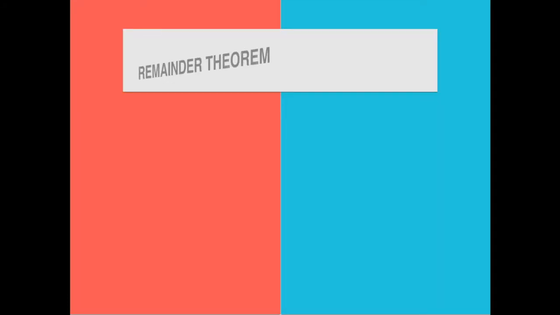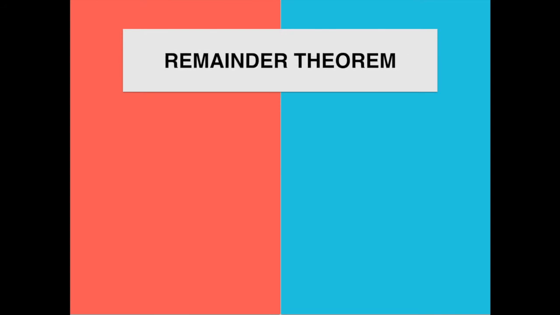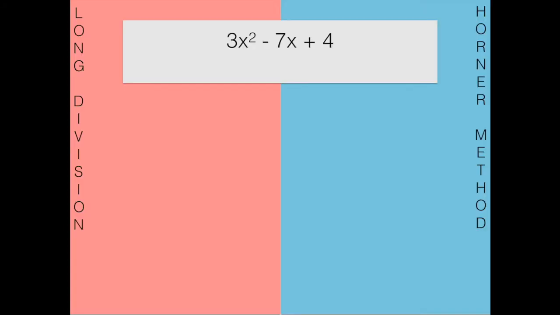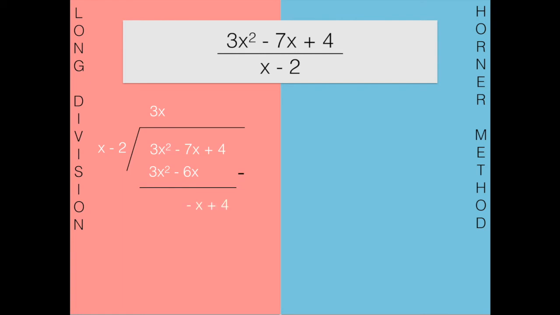Now there are two ways to do the remainder theorem. First is the long division, and the second one is the synthetic method or Horner method. Now this is an example of the remainder theorem with long division. 3x, if you multiply by x minus 2, you would have this, subtracted. Minus 1, if you multiply by x minus 2, you would have minus x plus 2, subtracted again, and you would have 2. 2 would be the remainder, and 3x minus 1 would be the quotient.